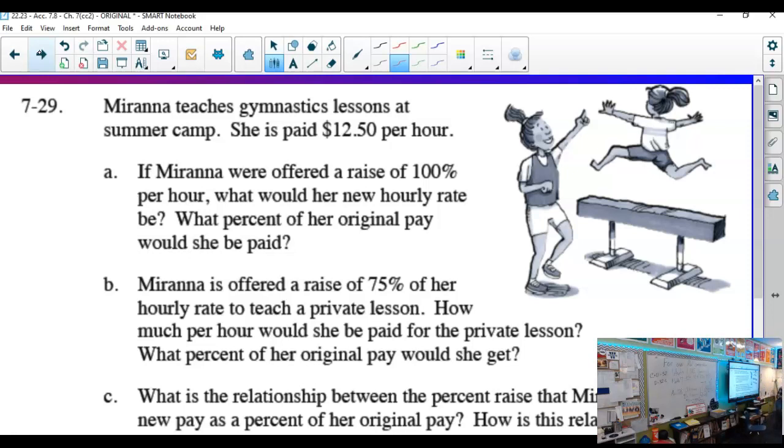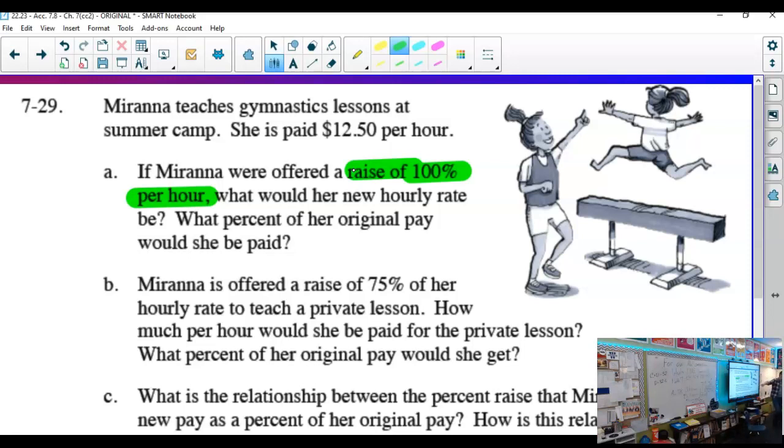Ren, what's a 100% raise mean? I actually know this. So 100% of 12.5 is 12.5, so your hourly pay would be double. So when you get a raise of 100%, someone's doubling your pay. So if she got a raise of 100%, her new pay would be $25. Now, if we got a raise of 75, guys, now there's a reason they're doing this.